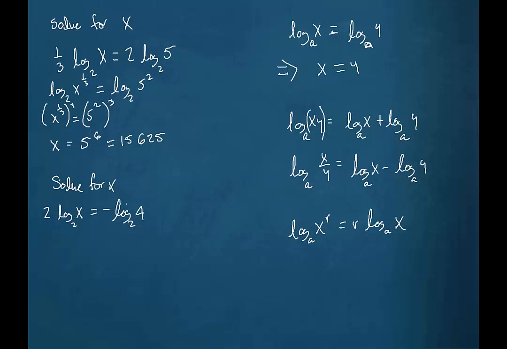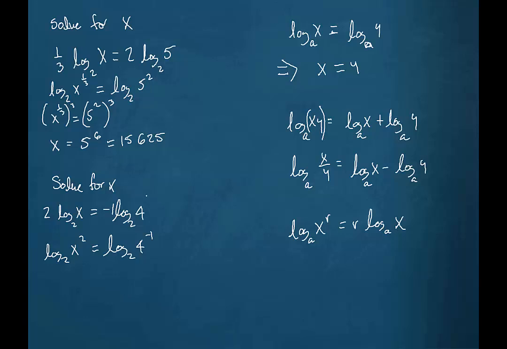Let's see if we could do the same here. We have a minus here, but that's just the same as multiplying by a -1. So that -1 could go up in the exponent here on the 4 using this property. Same thing with the 2 on the x. So we could write log base 2 of x squared is equal to log base 2 of 4 to the -1.